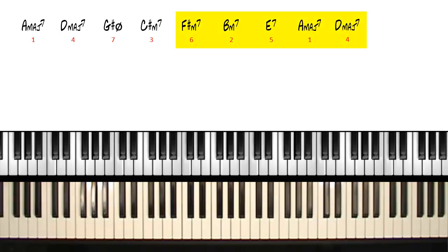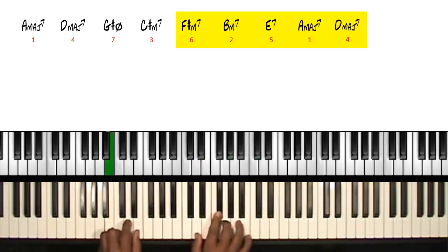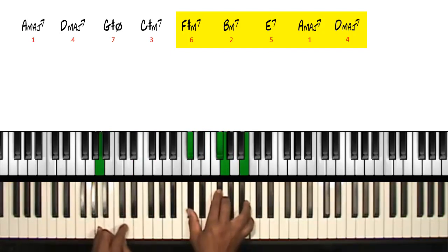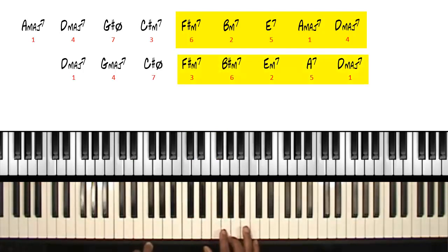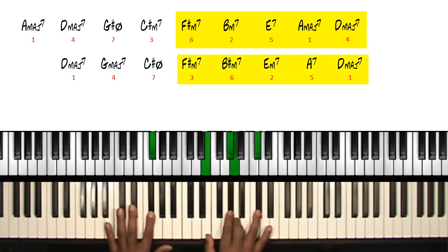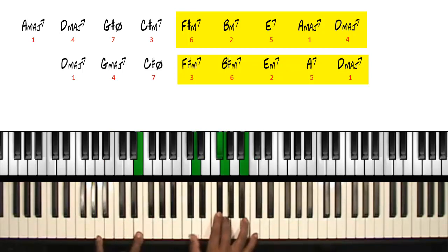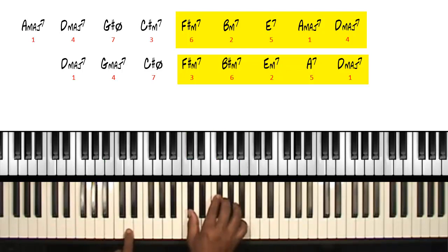They replace a traditional 6-2-5-1 chord progression in the key of A. So that would be 6, 2, 5, 1, 4 in the key of A. Or in the key of D, it would be 3, 6, 2, 5, and then to the 1.